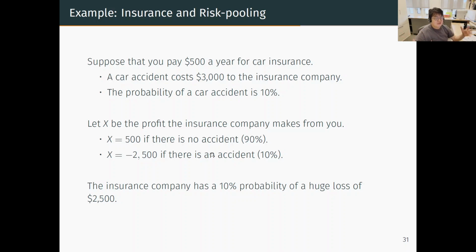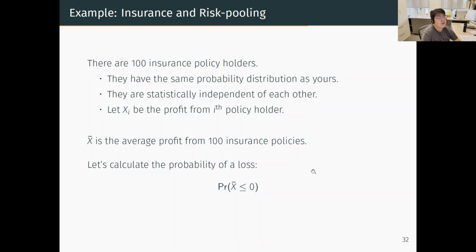If you scale it up, it means that the company should go bankrupt with 10% probability, right? That means in every 10 years, the company will go bankrupt. Impossible. Something is not right. Okay, so let me explain.